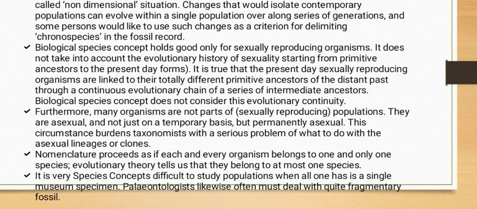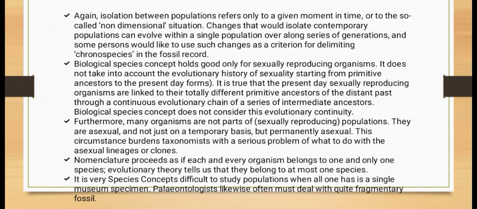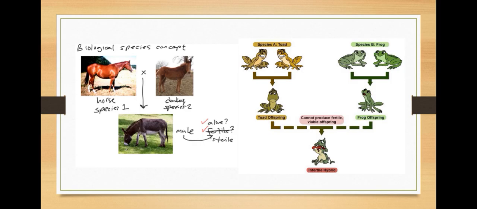Nomenclature proceeds as if each and every organism belongs to one and only one species. Evolutionary theory tells us that they will belong to at most one species. It is very difficult to study populations under species concepts when all one has is a single museum specimen. Paleontologists likewise often deal with quite fragmented fossils.